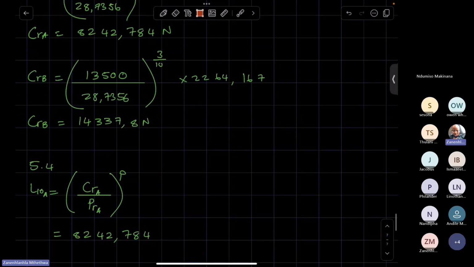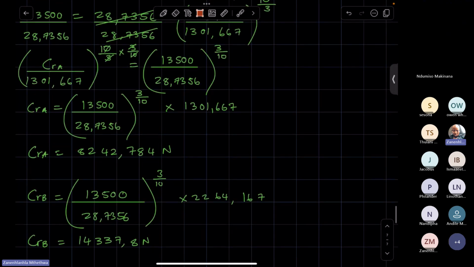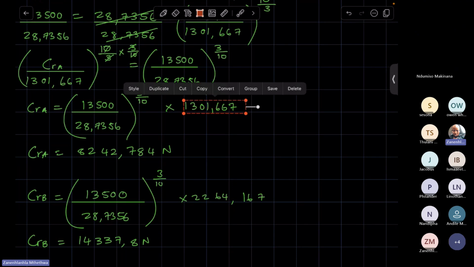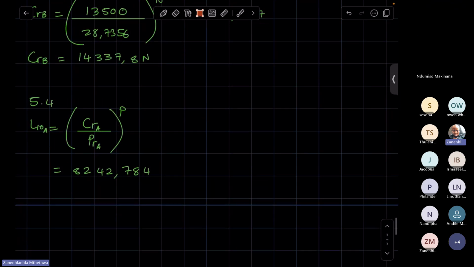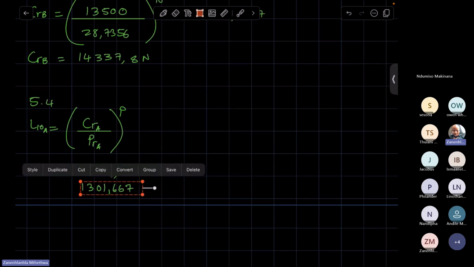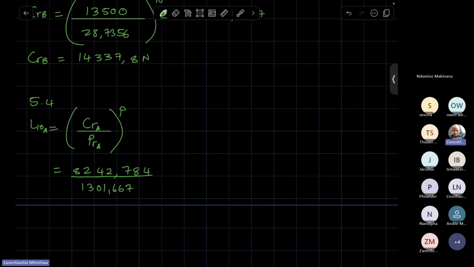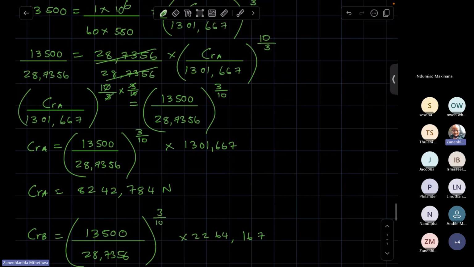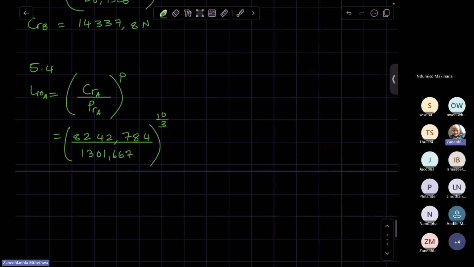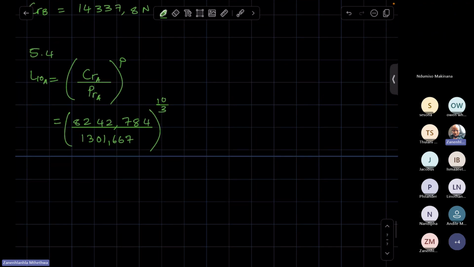It's divided by PRA. PRA is this. Right, so that's PR, so we are dividing here, and all of this is to the exponent 10 over 3. Right? Yes, 10 over 3. And then let's see what we get.